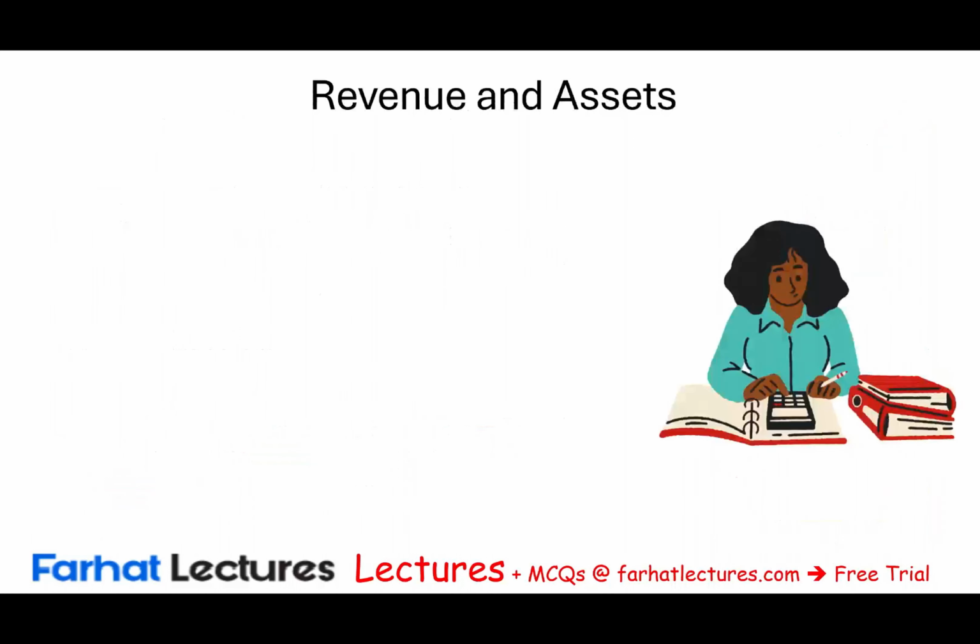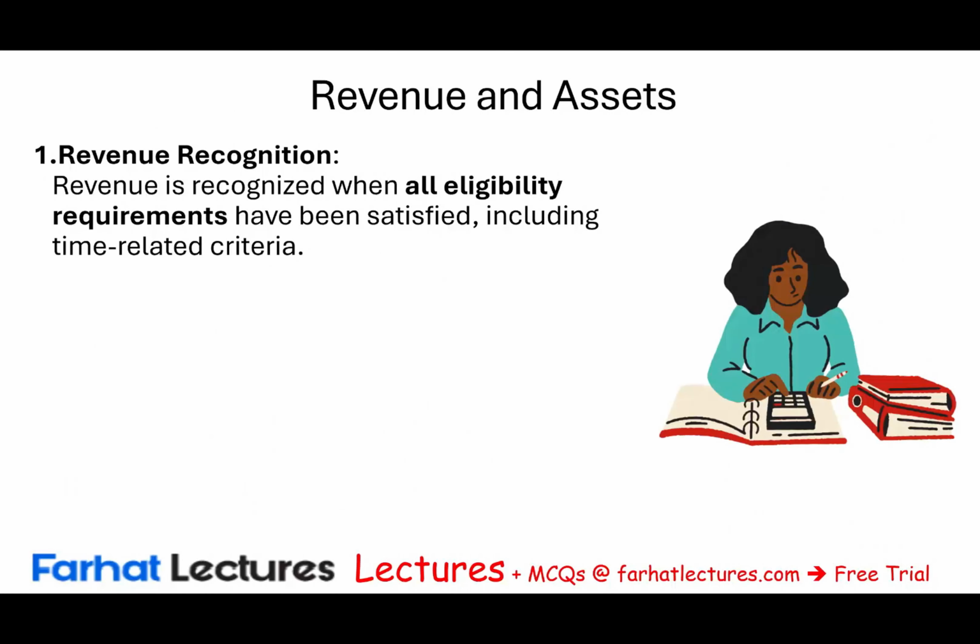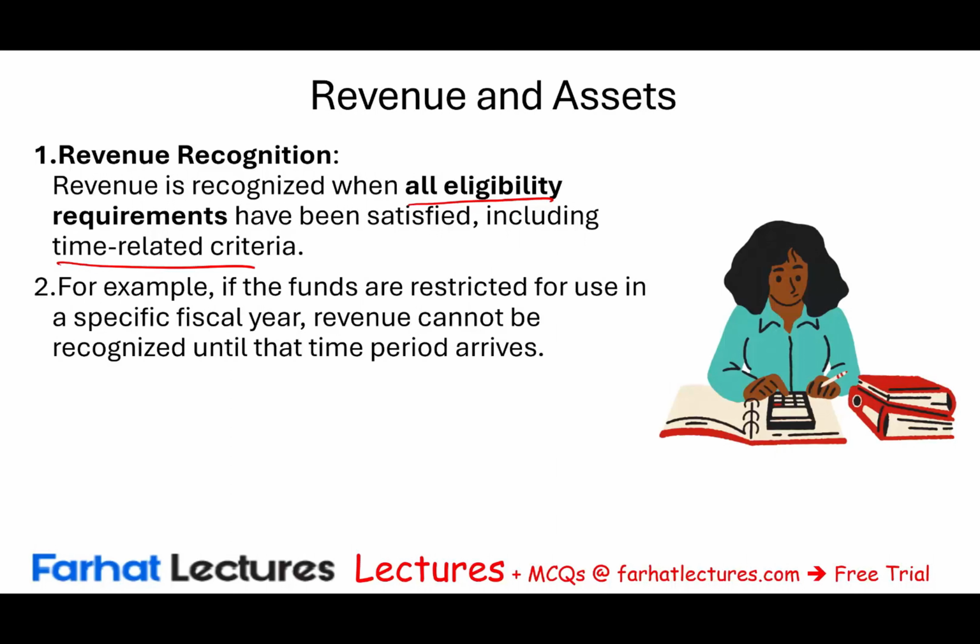So when would the revenue and the asset be recognized? Well, the revenue will be recognized when all eligibility requirements have been satisfied. So when would the local government say, this is revenue for me? Well, if I met the eligibility requirement, and the eligibility requirement could also be time related. Time related means the money is available to be spent in a particular year. Well, if that's the case, then you cannot spend that money until we get to that particular year. So if the funds are restricted for use in a particular fiscal year, revenue cannot be recognized until that future period. That's fine.